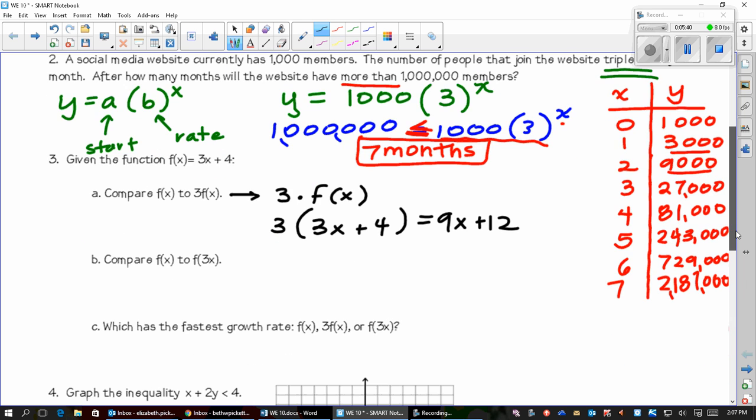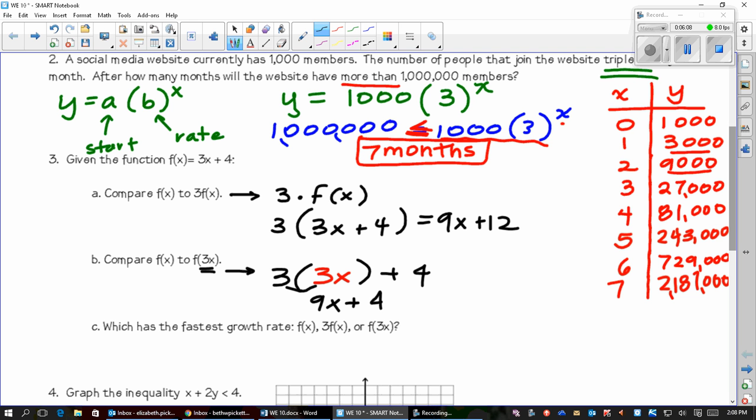Okay. All right, part B, compare f of x to f of 3x. This is different. This tells us in the place of every x, substitute a 3x. So I'm going to copy down the original function, 3 input plus 4, and I'm going to use 3x as my input. Okay. The only thing I can really simplify here is 3 times 3x. That gives me 9x plus 4.